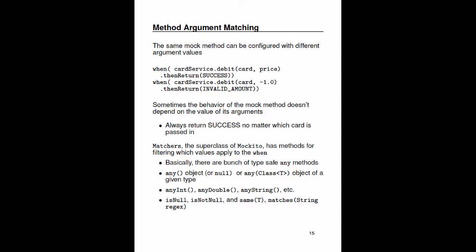You can use what are called argument matchers to specify multiple kinds of behavior for a given method. So for instance here, I want to say, well, when the debit method of my credit card service is invoked with the card and price that I expect, return success. But I can also say for that same card service, well, when debit is invoked with the card that I expect but a value of -1, then return invalid amount. Right, so what I can do here is, by using different matching, so either the price that I expect or a value like -1, I can return different behavior. So I can have my mock method have a good amount of logic in it.